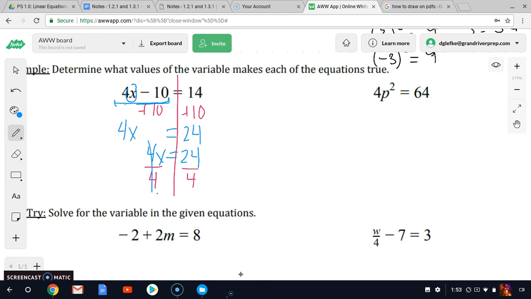These 4s will go away. So x equals, and then 24 divided by 4 is 6. That's our final answer because our variable is isolated. We do not have plus or minus 6 because we did not take the square root. It's just x equals positive 6.